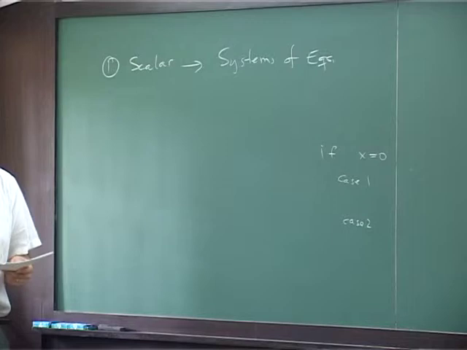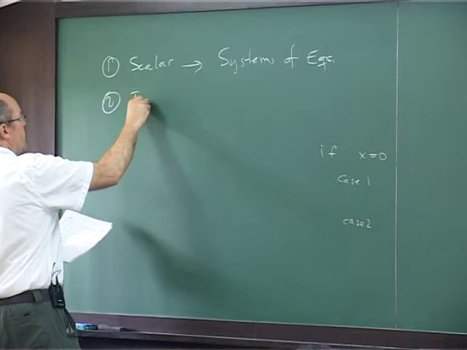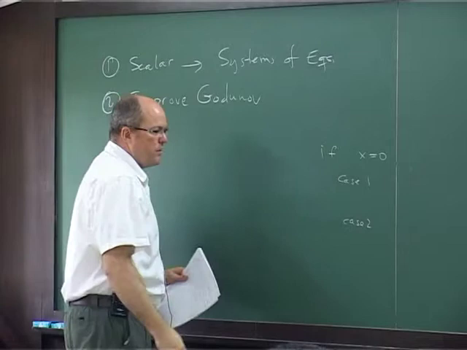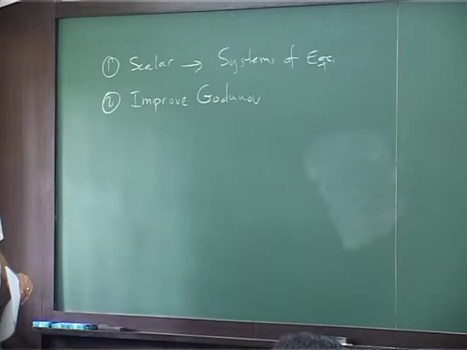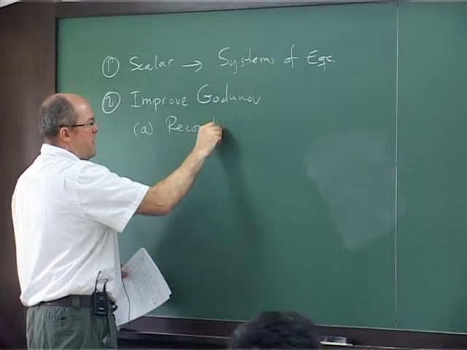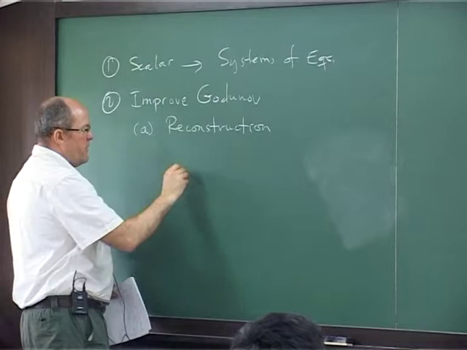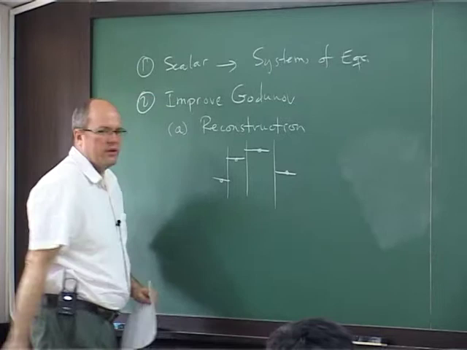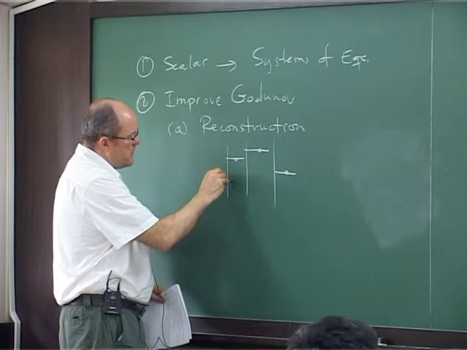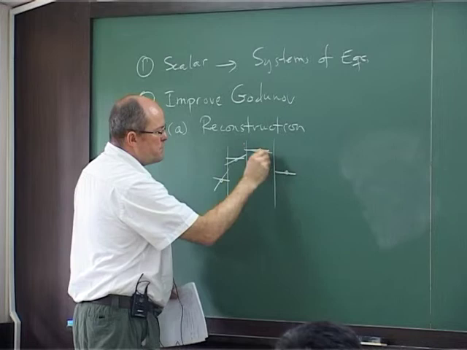A second thing, which we hinted at yesterday: I would like to improve the Godunov method. It works very well. It's an upwind method, but it's only first order in time and space, and so I'd like to find a way to improve that. We talked yesterday about improving the reconstruction. In the Godunov method, remember we had our function like this, and this point represents the average value in the cell. We could imagine getting a better representation of the function if I used different slopes, maybe like that. So that's one thing that we'll look at.